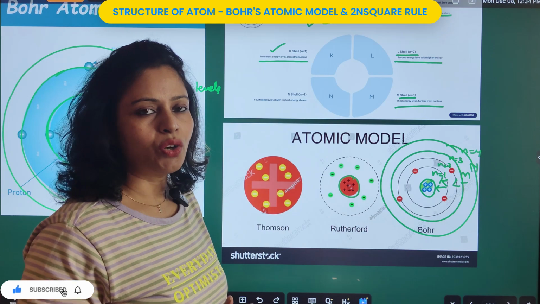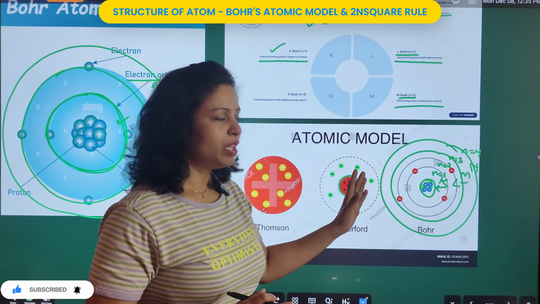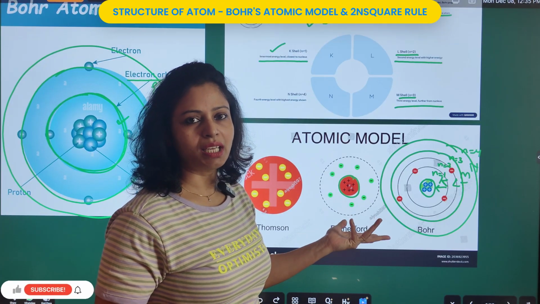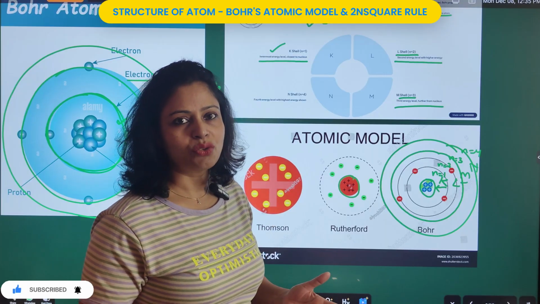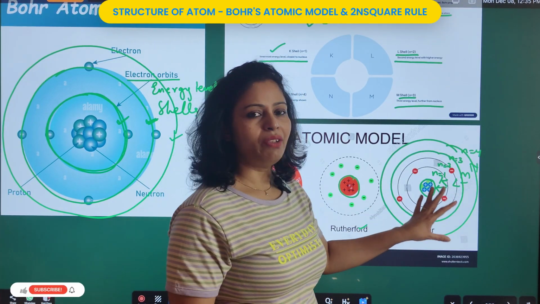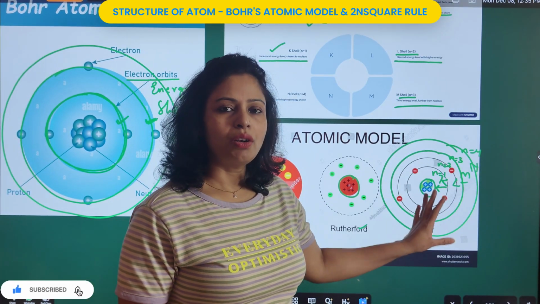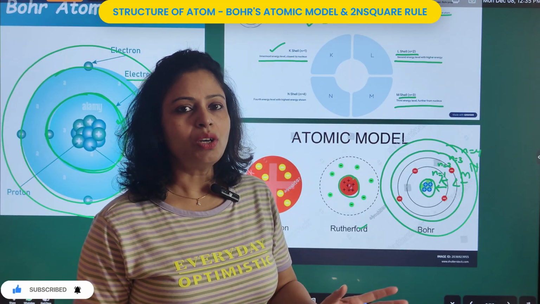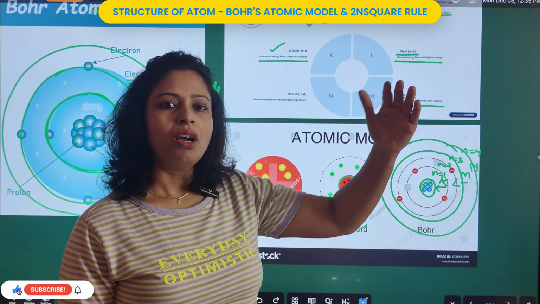But Rutherford did not give any explanation about the stability of the atom, because electrons would be losing energy. He did not say how electrons don't lose energy and what path electrons take to revolve around the nucleus. So the Bohr atomic model, which we study and follow, says that electrons are revolving in discrete orbits, which are called energy levels, from lower to higher energy levels.